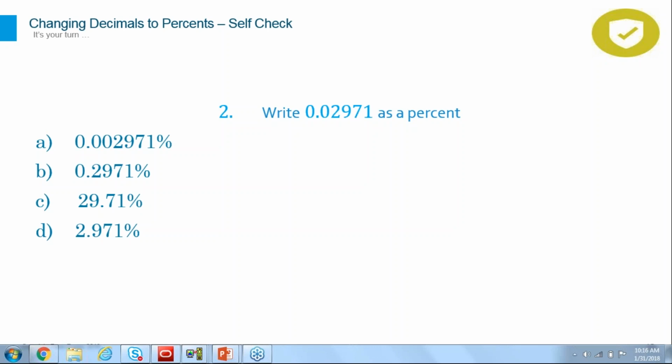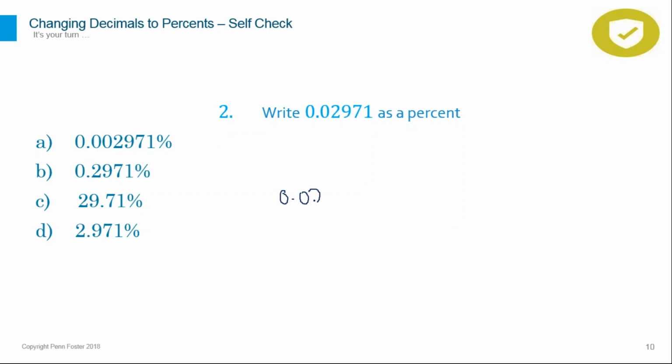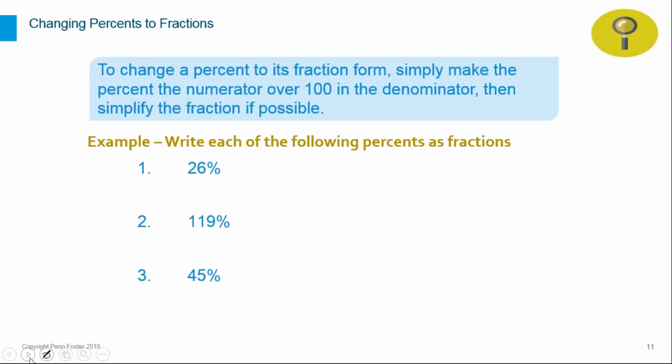So change the decimal to a percent, multiply times 100. So that would be move the decimal 1, 2 to the right. So the answer is 2.971%. So the answer in this case is D. Any questions? Okay, so let's move on to another topic then.